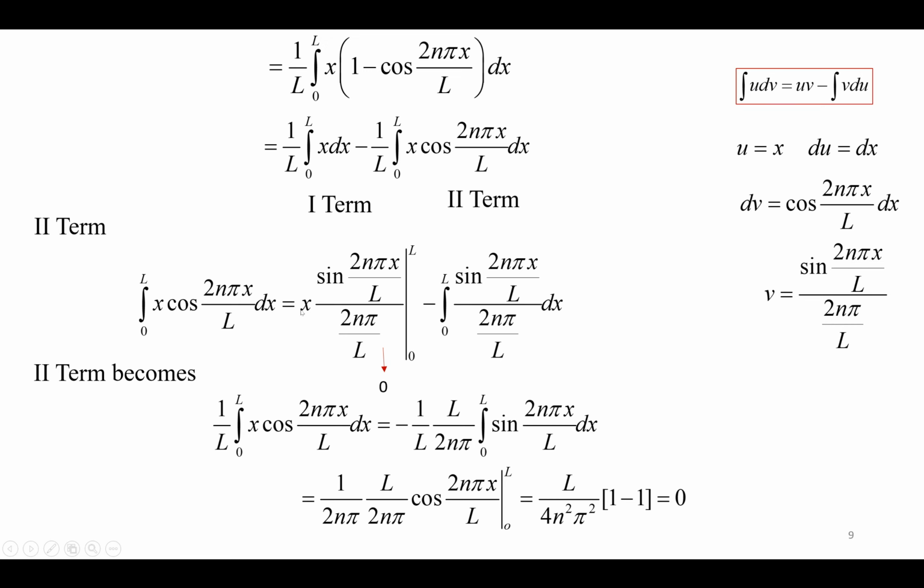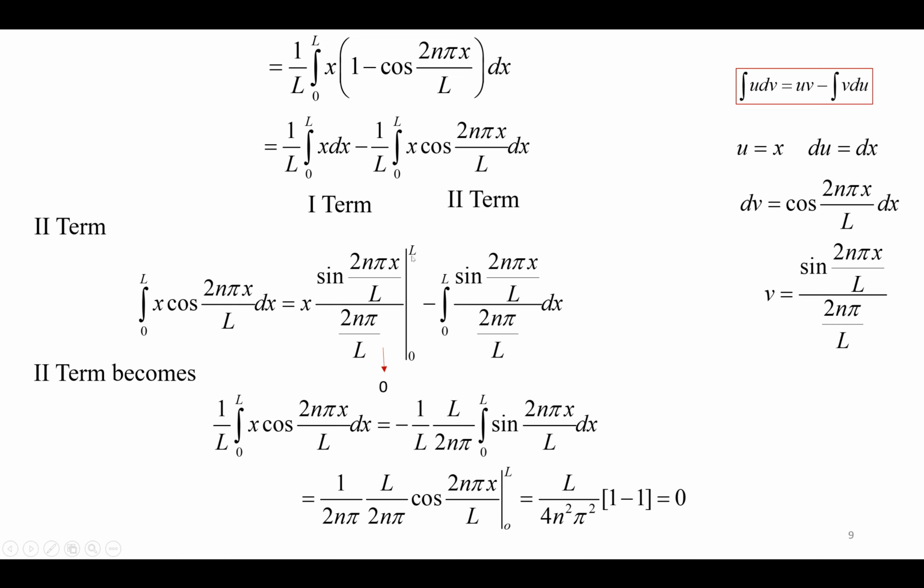So that will give us now uv. What is u? u is given as x. What is v? v is given as this term, sin 2nπx by L divided by 2nπ by L. You substitute here uv minus v du. v is given as this expression, du is given as dx. So this expression. Now we will substitute the limits, first the upper limit.